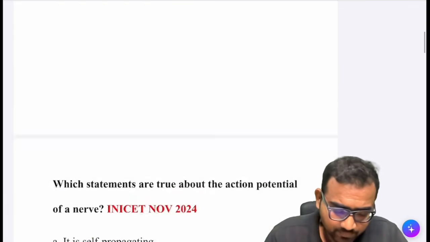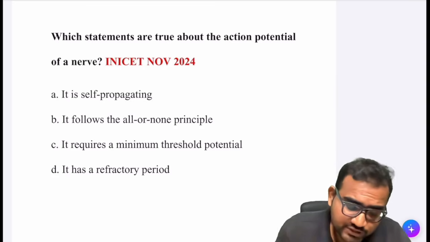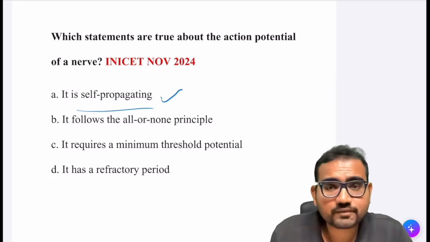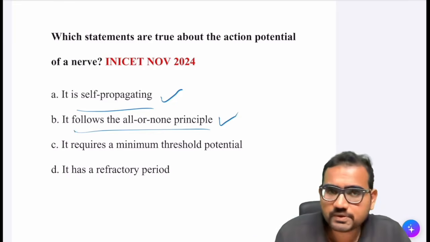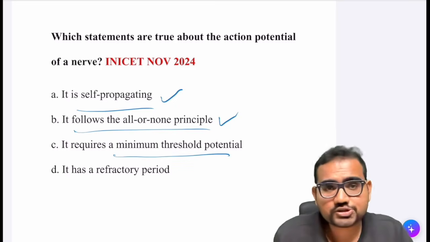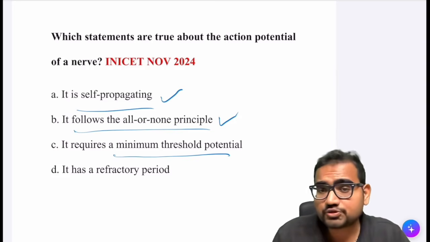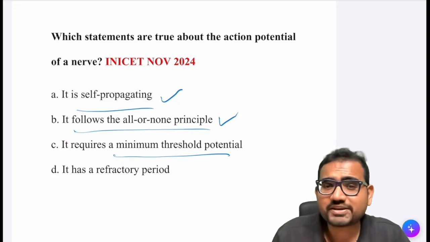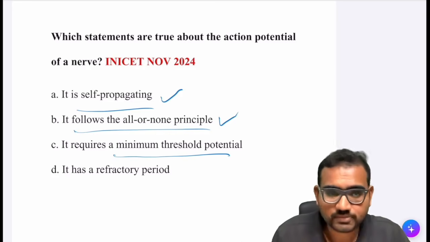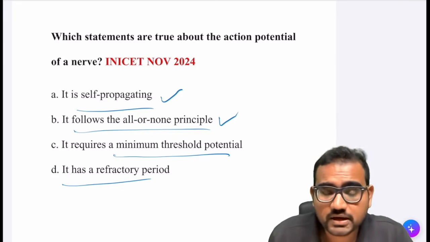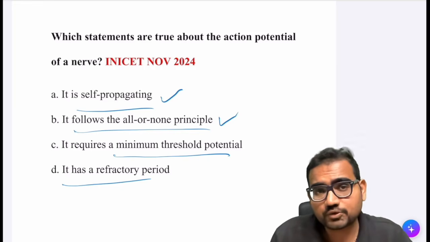Okay, now moving on to the next MCQ, which of the following statements is true about an action potential? So action potential is self-propagating. Of course, it is self-propagating. Release of neurotransmitter triggers the neurons. It follows the all or none principle. Yes. It requires a minimum threshold potential. Of course, the resting membrane potential should become a little less negative so that it reaches the threshold potential of minus 55, and then the action potential is stimulated. And of course it has a refractory period, absolute refractory period and relative refractory period. So all these statements about an action potential of a nerve are true.